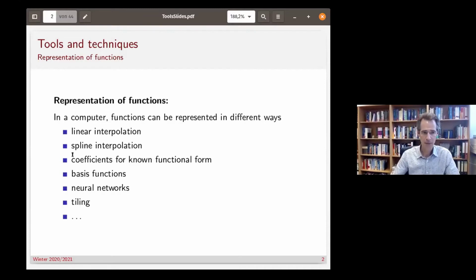Or it might be the case that you do know the functional form of the function apart from a number of coefficients. Then that's a very good way to represent a function in a computer. You could use basis functions. That's a quite neat approach as well. Then, of course, neural networks. We are going to do that in the last big part of this course when we talk about reinforcement learning and other approaches as well. For instance, tiling, we won't do that.